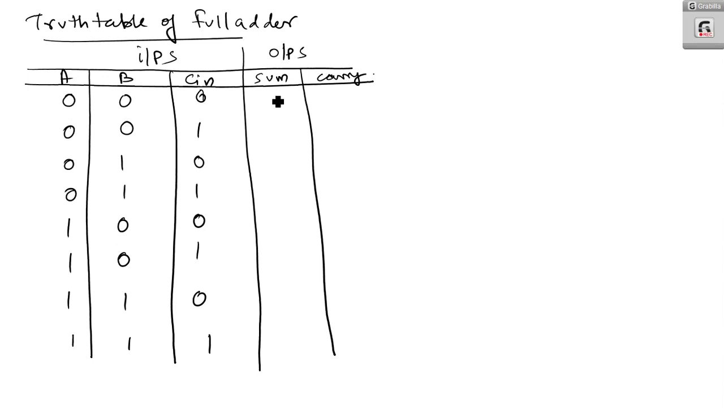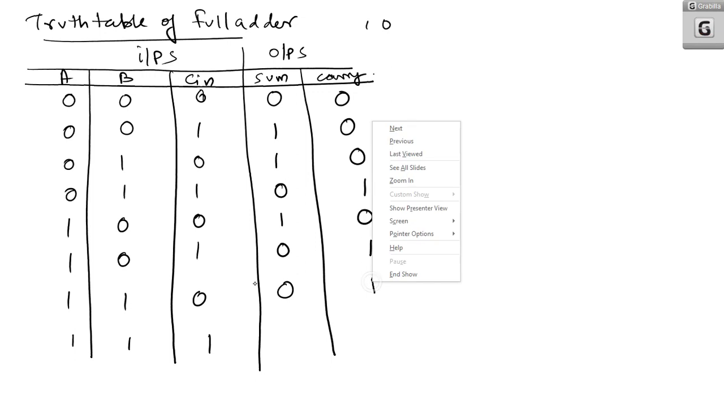0 plus 0 plus 0, sum is 0, carry is 0. 0 plus 0 plus 1, sum is 1, carry is 0. 0 plus 1 plus 0, sum is 1, carry is 0. 0 plus 1 plus 1, it is 2, that means 2 is 1 0, 1 0 means sum is 0, carry is 1. 1 plus 0 plus 0, sum is 1, carry is 0. 1 plus 0 plus 1, again you will get 2, that is sum is 0, carry is 1. 1 plus 1 plus 0, that is 2, that means sum is 0 and carry is 1. Now coming into 1 plus 1 plus 1, sum is 1 and carry is 1.